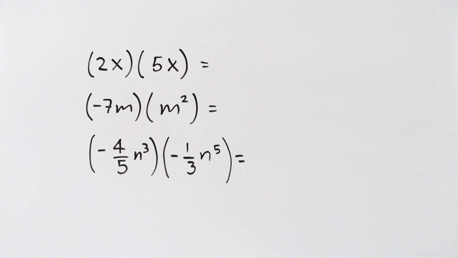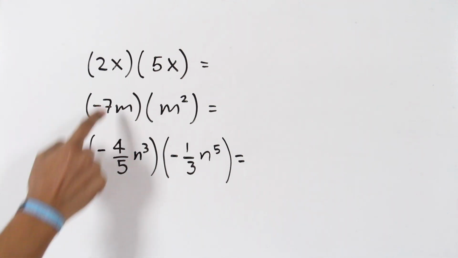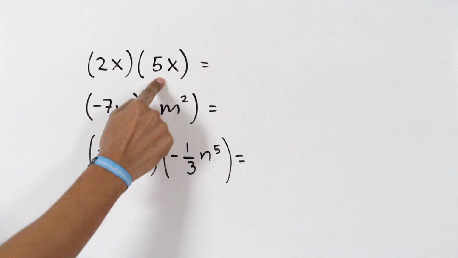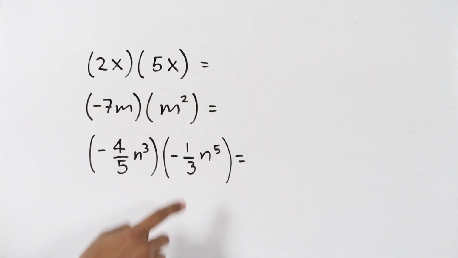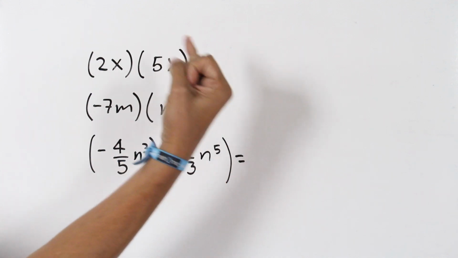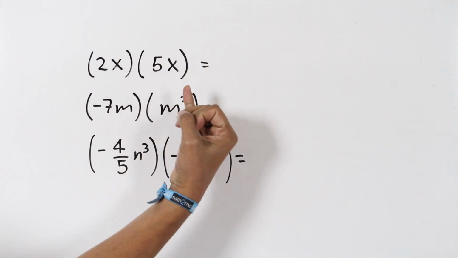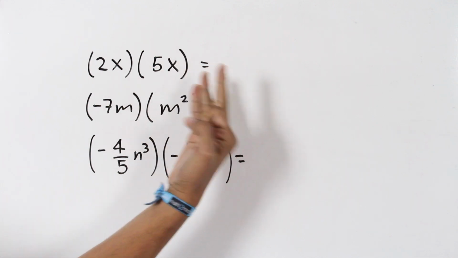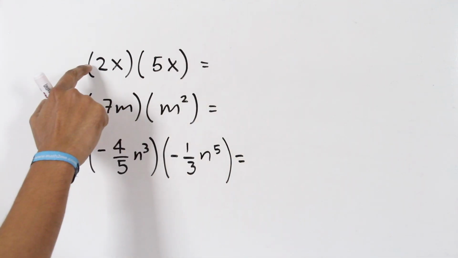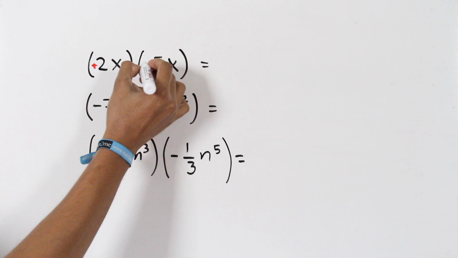Before multiplying binomials or even polynomials, it's very important to know how to multiply expressions or terms. For example, 2x times 5x. Before doing the multiplication, it is recommended to follow these steps: first, multiply signs; second, multiply coefficients or numbers; and third, multiply variables. The sign is plus and plus.